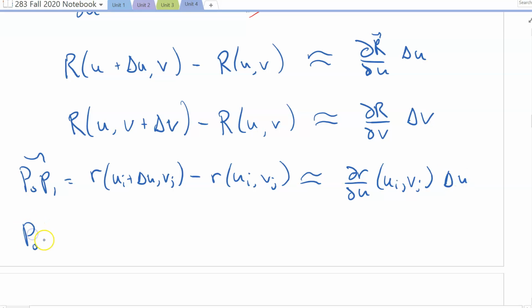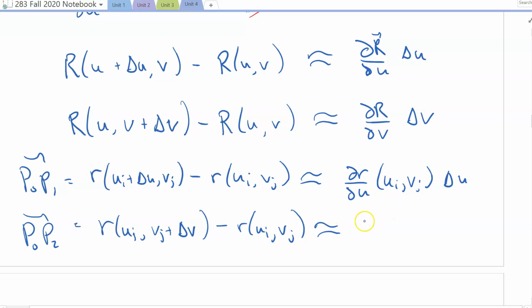Likewise, P0 to P2, the vector connecting those, was fixing u this time at u sub i and letting v vary. We can approximate this by the partial derivative of r, again a vector, with respect to v at the point we're focusing on, the lower right corner, times delta v. That's going to help us get an expression that we can then work with in the limit definition.